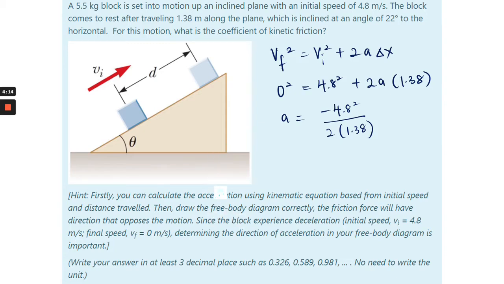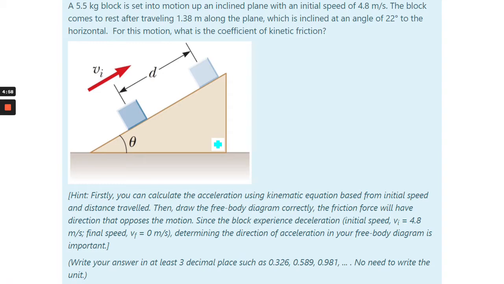So the acceleration is going to be equal to negative 8.35 meters per second squared. Negative means that it is in the opposite direction of the motion, clashing with the direction of the initial velocity. Because of that, it is a negative acceleration, or in this case, a deceleration.